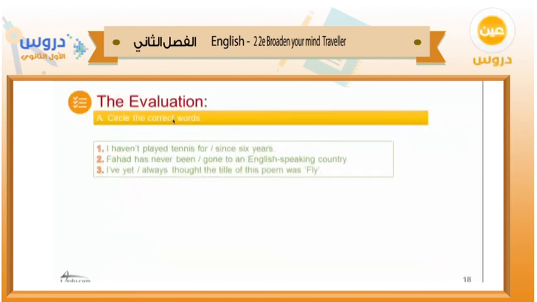Okay, evaluation now. Circle the correct words. 1. I haven't played tennis for since 6 years. 2. Fahad has never been gone to an English-speaking country. 3. I have yet always thought the title of this poem was Fly.